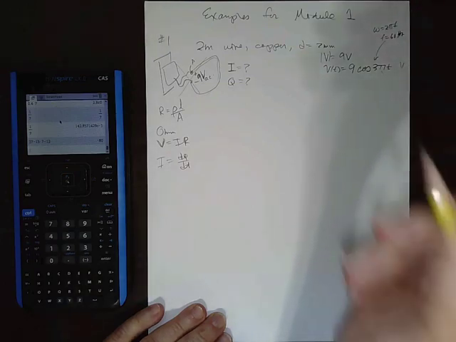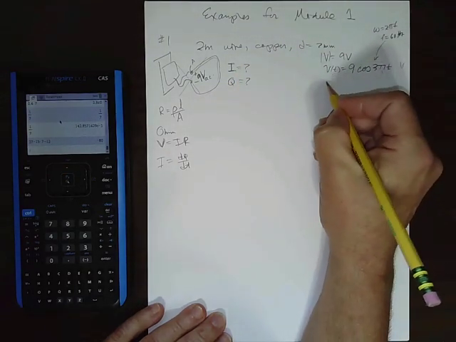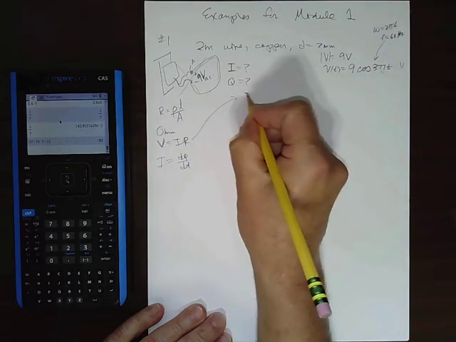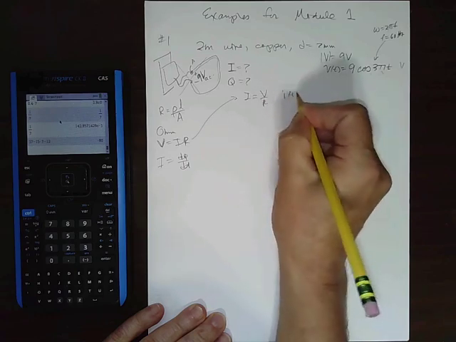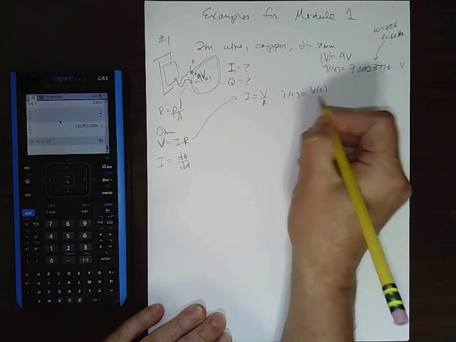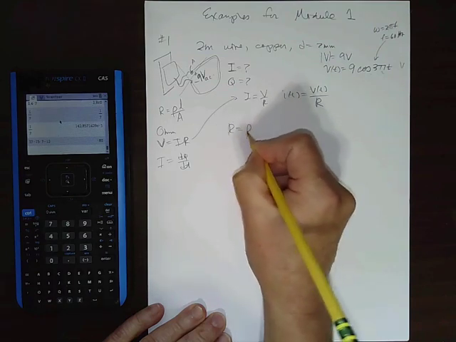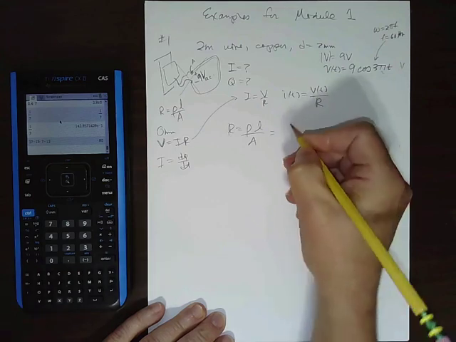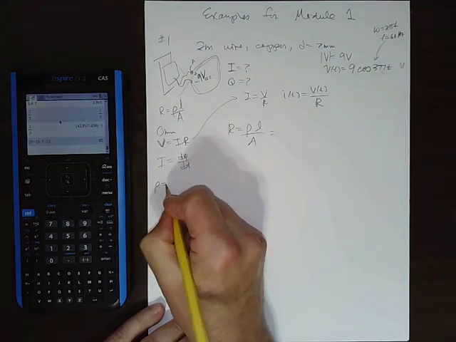Okay. Then we want to get the current. So even in AC, the current is going to be V over R. Rearrange this equation. So we get I is V over R, or I as a function of time is V as a function of time divided by R. So we need R. R is rho L over A. We need to look up the resistivity of copper. I just happened to have looked that up a little while ago, or found it on the homework assignment.